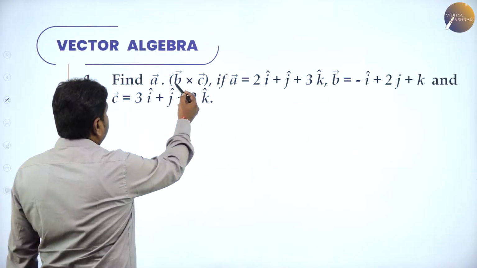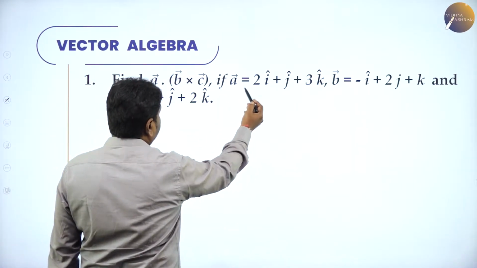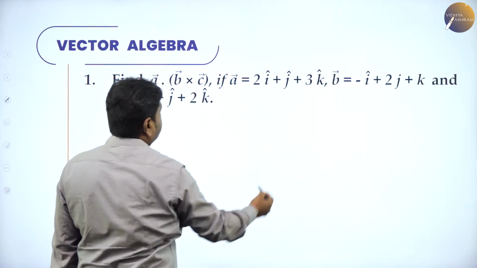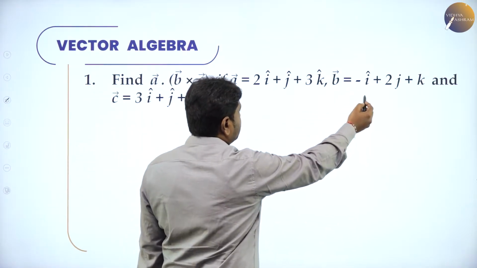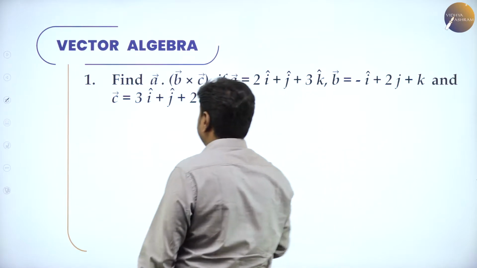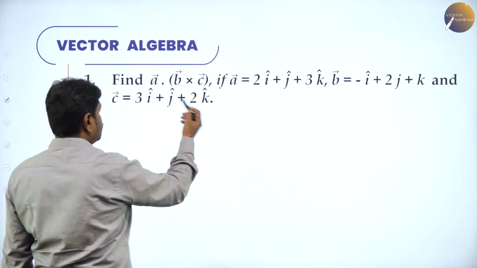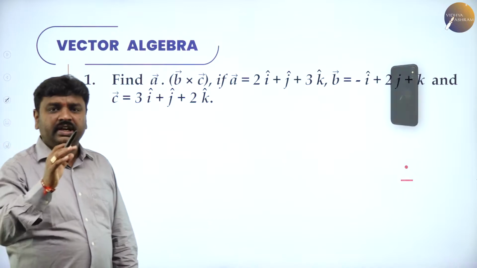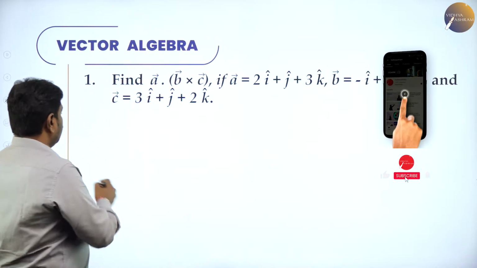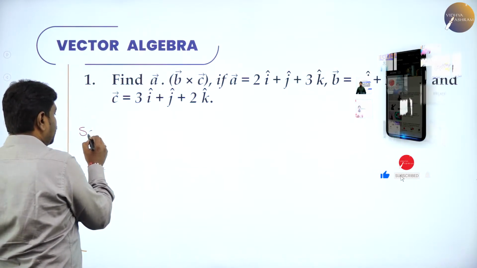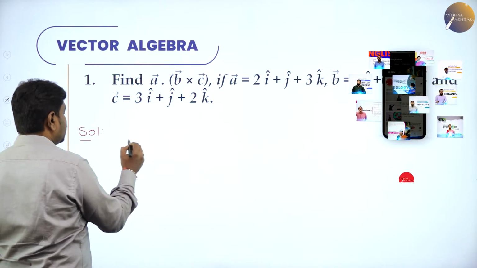Find vector A dot B cross C if vector A is 2i cap plus j cap plus 3k cap. Vector B is minus i cap plus 2j cap plus k cap. Vector C is 3i cap plus j cap plus 2k cap. They want you to find A dot B cross C. So I told you in my last class you can do this problem in two methods. The first method is very simple.